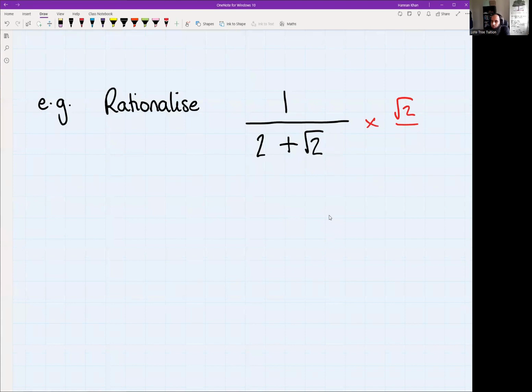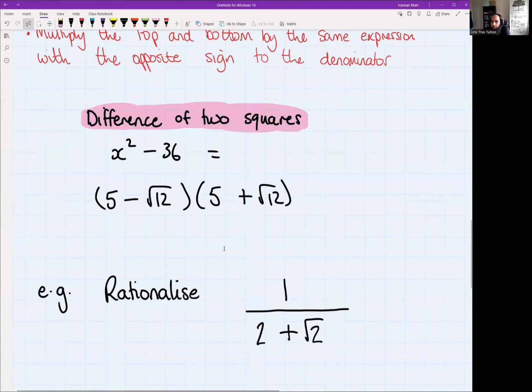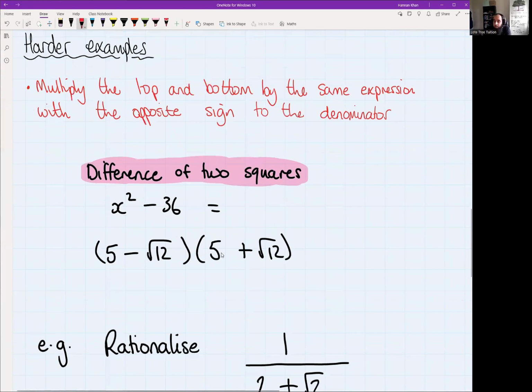So what can we do? Well, those of you who are in year 11 might remember when we went through quadratics, we talked about something called the difference of two squares. Now, if you look here, we've got x squared, and then we've got a squared number next to it, minus 36. Okay, so what would be the solution if we wanted to factorize this? How would you factorize that? What would be your solution?